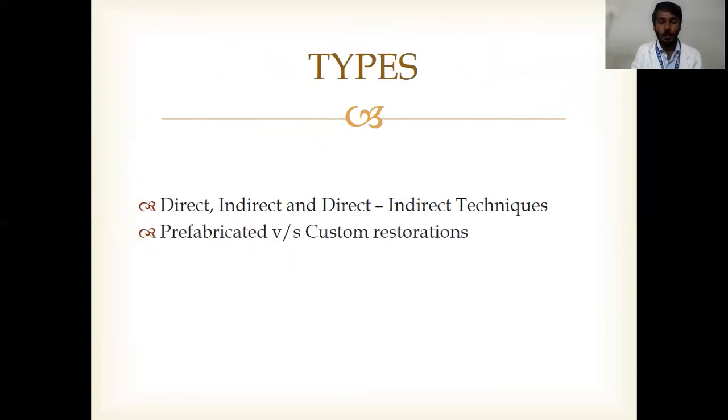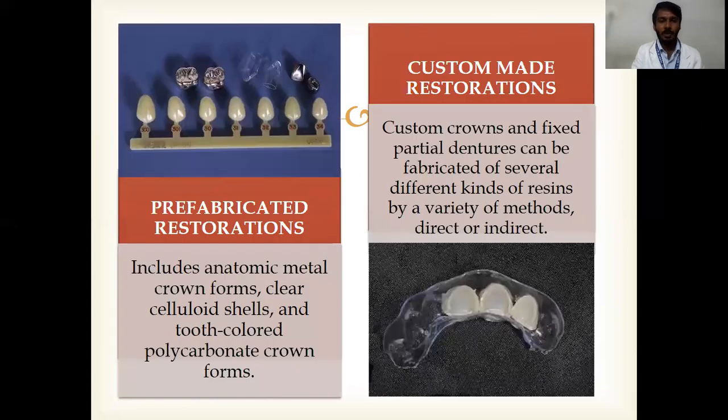So coming onto the types, it includes the direct, indirect, and direct-indirect techniques. That is based on the techniques of fabrication. Then it can also be classified into prefabricated and custom restorations. The prefabricated ones include the anatomical metal crown forms, clear celluloid shells, and tooth-colored polycarbonate crown forms. The custom-made restoration includes the custom crowns and fixed partial dentures that can be fabricated of several different kinds of resins by a variety of methods, basically the direct and indirect methods.